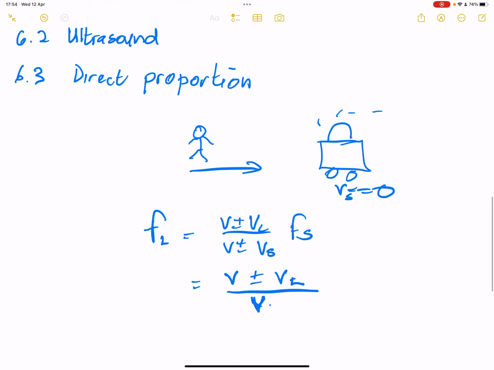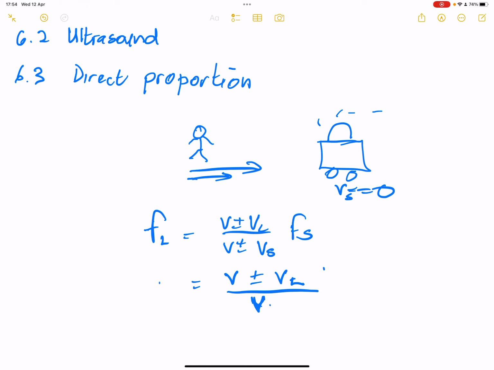Now, ladies and gents, I know that the frequency of the listener has to be greater than the frequency of the source. Why am I saying that? Because as the learner moves towards the source, obviously they are going to experience a higher frequency than the source. Now, if you haven't watched my lesson on the Doppler effect, please do yourself a favor and do that.